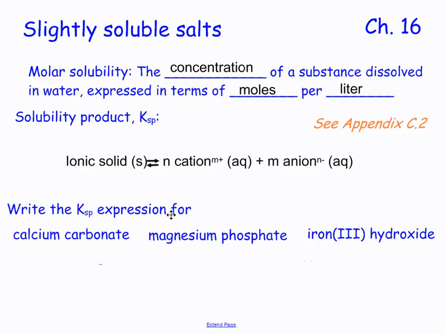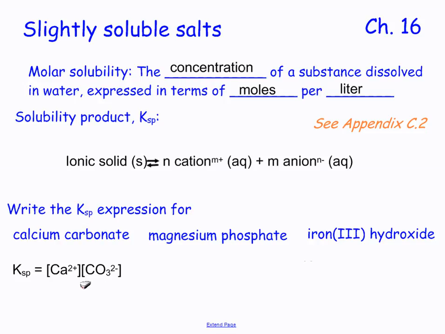So we can write the KSP expression for any ionic solid dissolving into its ions. So I will start with calcium carbonate. The formula for calcium carbonate is CaCO3. So the cations and the anions are all that we need in the equilibrium expression. Because we always have a solid as our reactant, we are only going to have the numerator. The denominator will essentially be 1, but we don't write it.